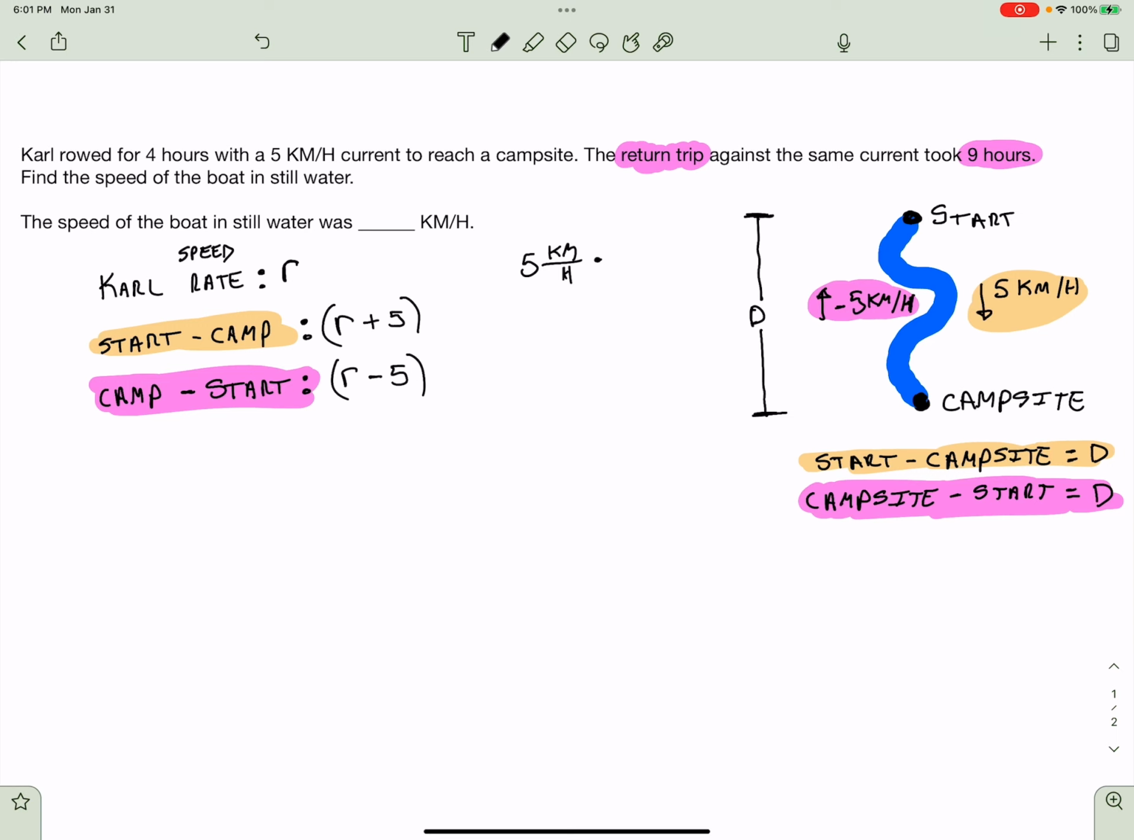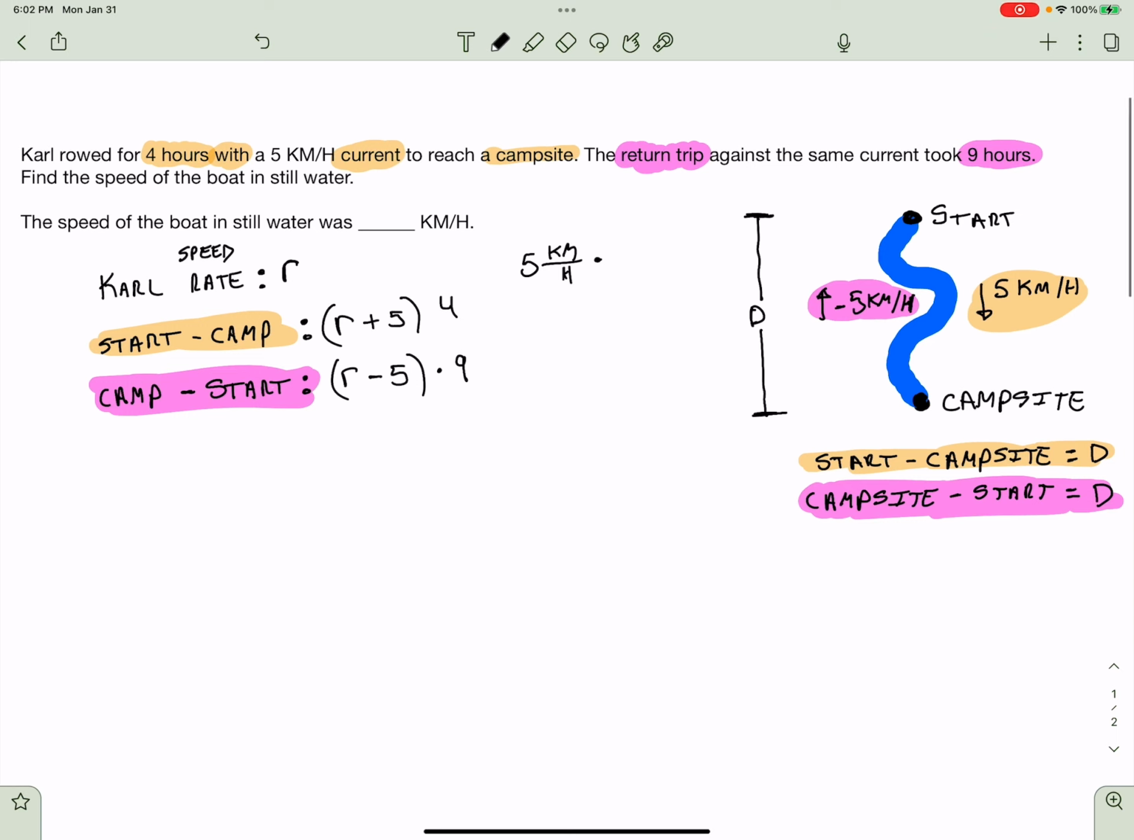So here, we're going to say times 9. But on the other side, when we went from start to camp, we were at 4 hours. And we were with the current, right? Going to the campsite. So, that's a 4.